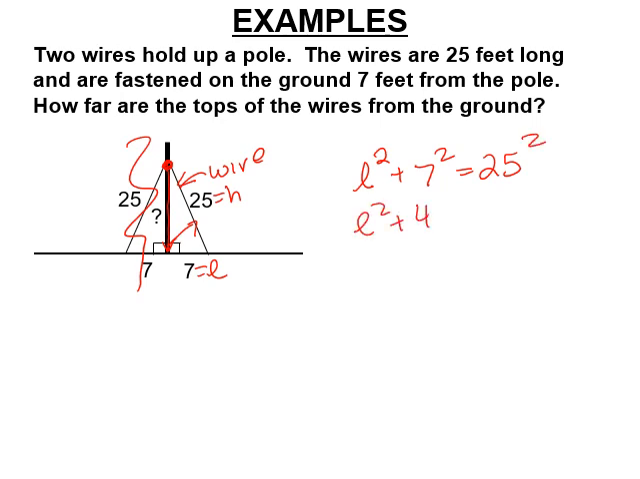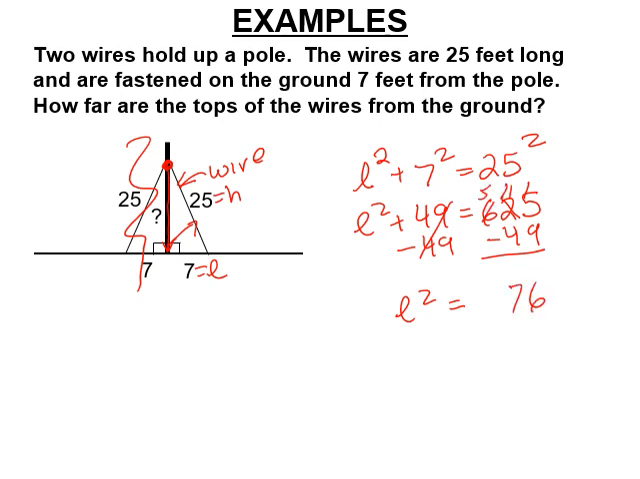7 squared is 49, 25 squared is 625. We're subtracting 49 from both sides. L squared equals, borrowing, 15 minus 9 is 6, 11 minus 4 is 7, equals 576. What's the square root of 576?